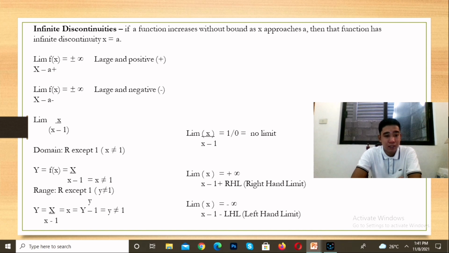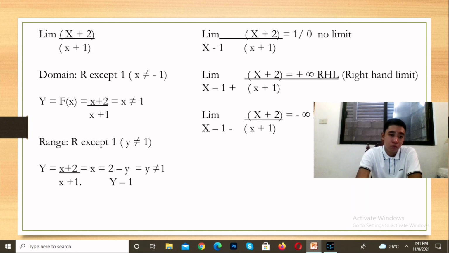Example: the limit of x over x minus 1. Domain: R except 1, x not equal to 1. Y equals f of x equals x minus 1, x not equal to 1. Range: R except 1, y not equal to 1. Here is another example: the limit of x plus 2, x plus 1. Right-hand limit and left-hand limit.